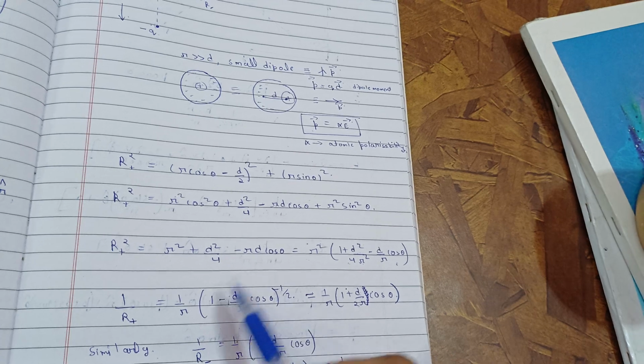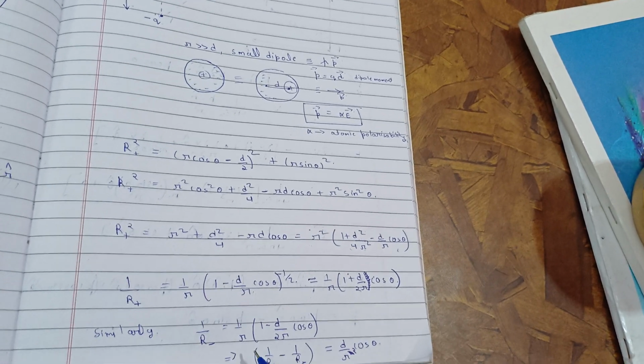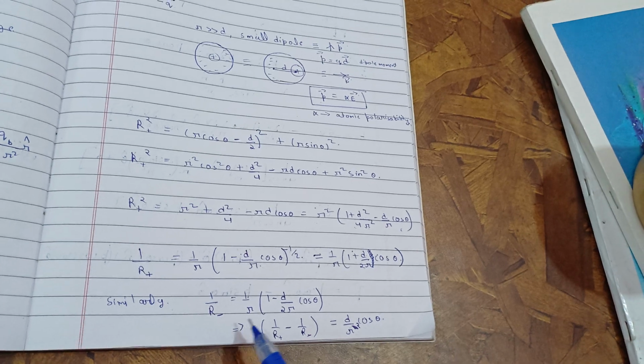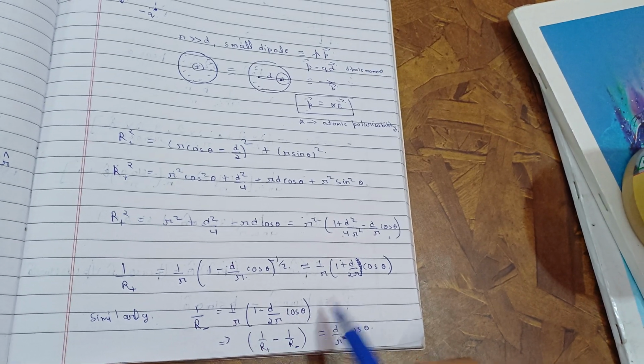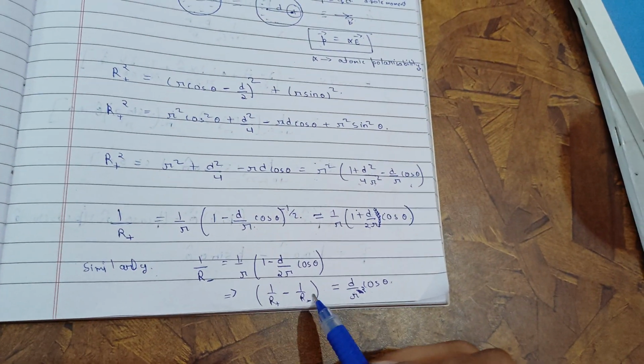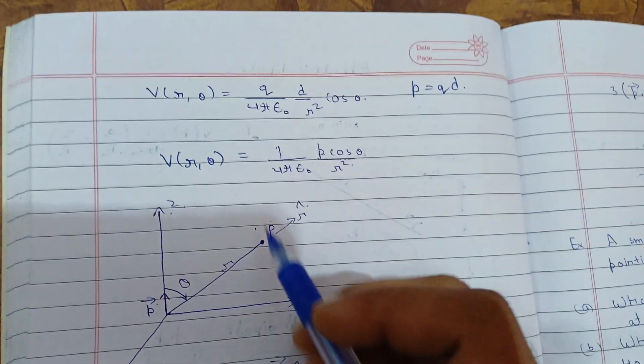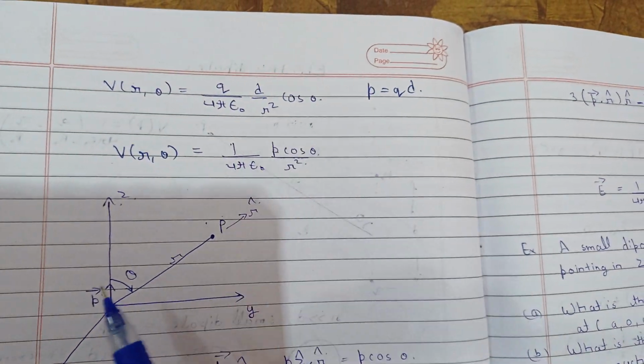Now using the binomial expansion, you will get 1 plus d by 2r cos theta here. The same you can apply for 1 upon r minus, which will give you 1 upon r, 1 minus d by 2r cos theta. Now you just substitute here, take q outside, and 1 upon r plus minus 1 upon r minus will give you d by r squared cos theta. Substituting in the above, you will get the potential V of r, theta equal to q by 4 pi epsilon naught, d by r squared cos theta.